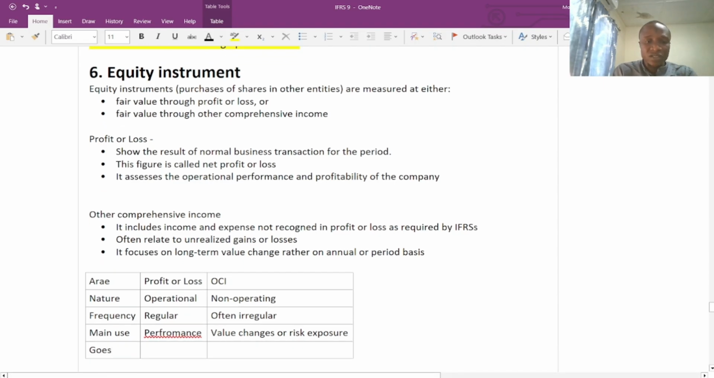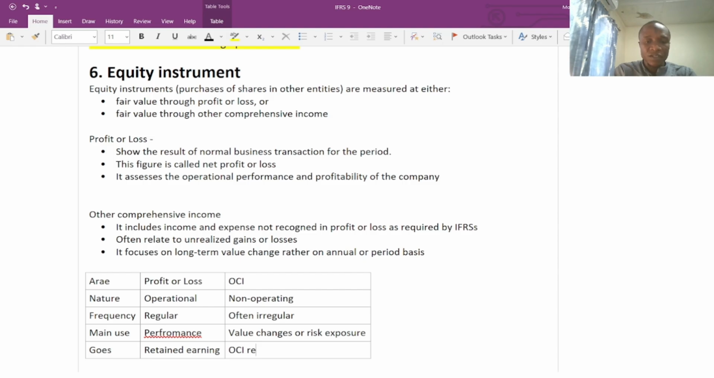Where are we going to treat these? We are talking about retained earnings when we are talking about the profit and loss, and also we are talking about the OCI reserve. If you can remember, when we looked at IAS 16 property plant and equipment, the revaluation gain, we are going to credit other comprehensive income, and what are we going to do? We're going to account for it under the revaluation reserve, very clear. So basically, this is what we are going to look out for when we compare the OCI as well as the profit and loss.